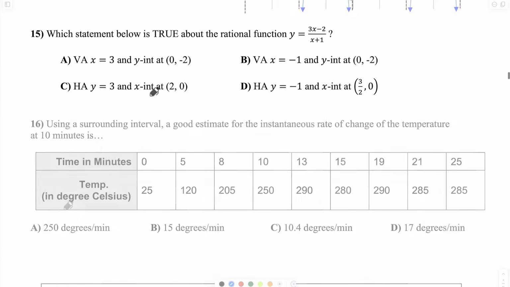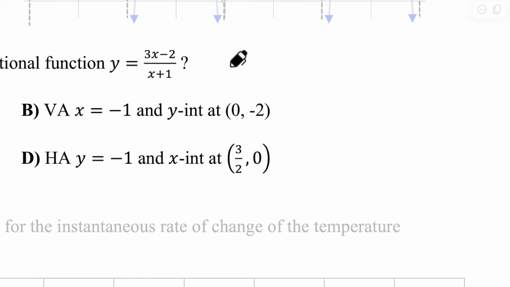15, which statement below is true about this rational function? And I see it's giving me information about the asymptotes and the x and y intercepts. So maybe let me just find that information first. So the vertical asymptote is always going to be at x equals whatever makes the denominator 0. So in this case, -1. The horizontal asymptote, because the numerator and denominator are the same degree, I just divide their leading coefficients. 3 divided by 1 is 3.